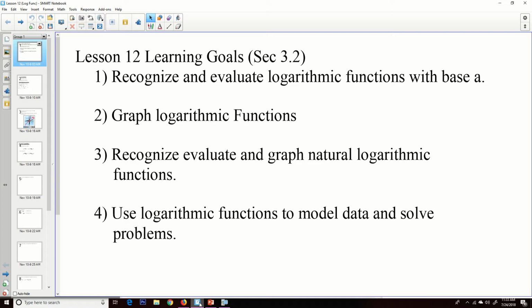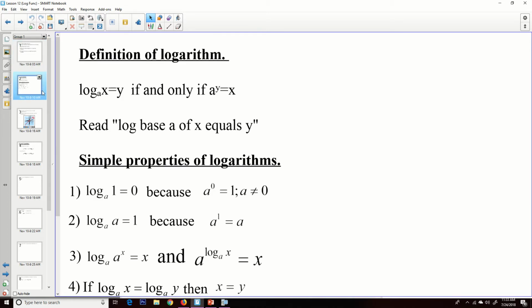We're going to recognize and evaluate logarithmic functions with base a. We're going to graph a few logarithmic functions. We're going to recognize, evaluate, and graph (there should be a comma there, sorry) natural logarithmic functions, and then use logarithmic functions to model data and solve problems. So let's get right to the definition there.